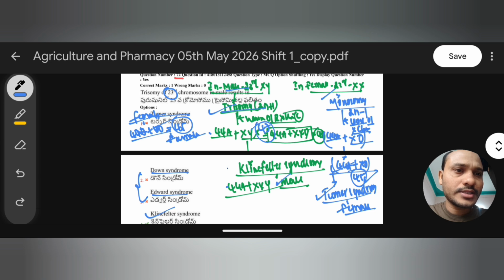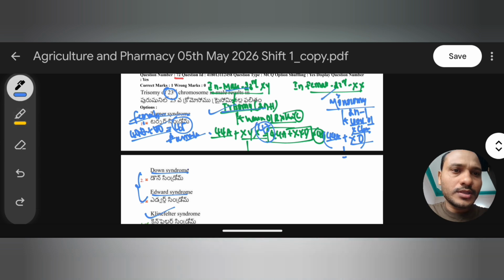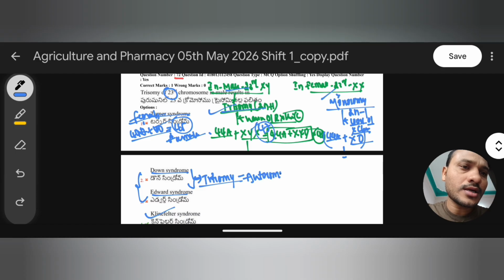Now we will analyze these two, Down syndrome and Edwards syndrome. Both are trisomy conditions, but this trisomy occurs in autosomal chromosomes, very important, so it is an autosomal disorder. But Klinefelter and Turner syndromes are allosomal disorders. Down and Edwards syndromes are trisomy conditions but autosomal disorders, because the extra chromosome is added only in autosomes. We have 1 to 22 pairs of autosomes, and only there we see these conditions.